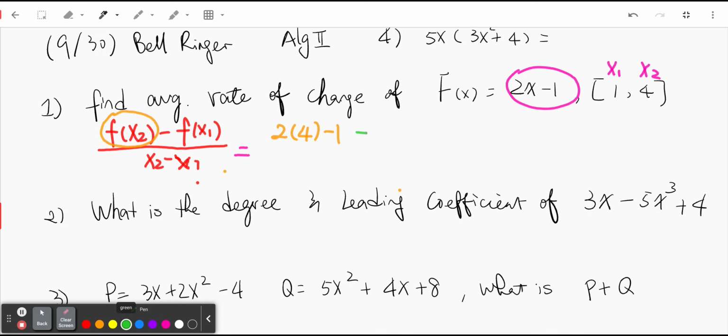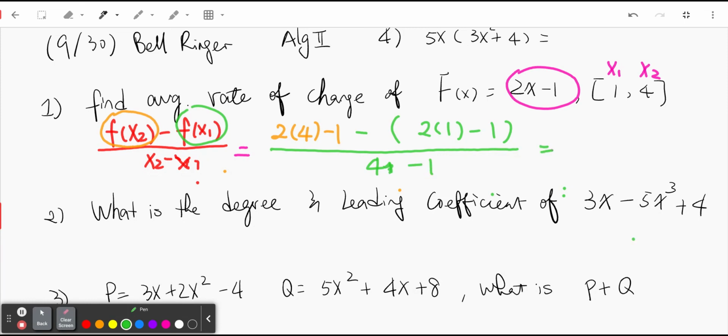Then subtract. And then f(x1). f(x1) just means the function 2x minus 1, but replace x with our x1. So it's 2 times our x1 minus 1. You see that? Over x2 minus x1. x2 is 4 minus 1. Now you just have to solve it.